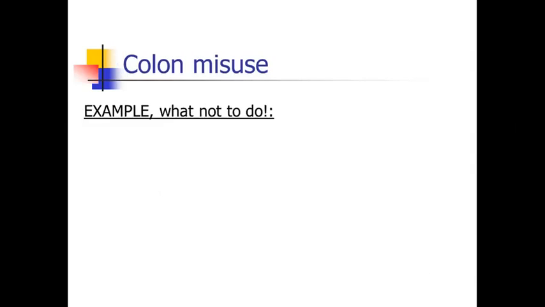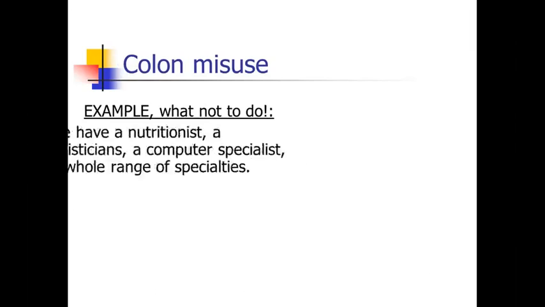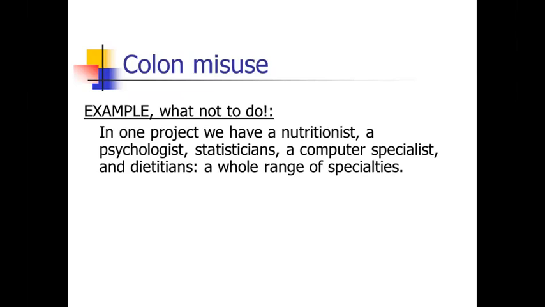Here's another misuse of the colon. This was actually from an email I got about a job announcement many years ago, and I thought it was kind of funny because they'd reversed what comes before and after the colon. When you're setting up a list with a colon, the list comes after the colon, not before the colon. They said, "In one project, we have a nutritionist, a psychologist, statisticians, a computer specialist, and dietitians: a whole range of specialties." Well, of course, that's backwards. We want to set up the list with the colon and then have the list follow.